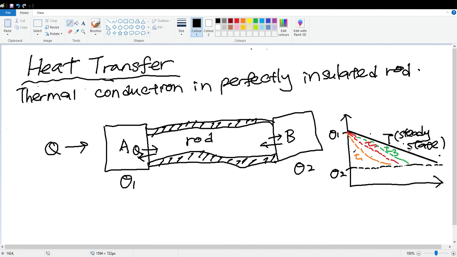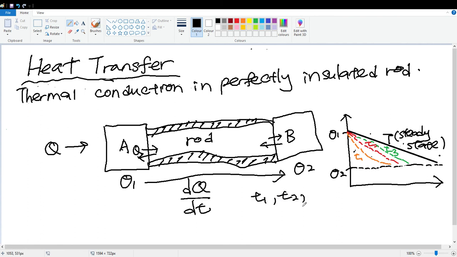So at steady state, when these three objects achieve the steady state, I can say that the rate of heat flow is the same at every point, from point A to the rod and rod to point B. And at the initial states, for T1, T2, T3, since the difference in temperature at every point is not the same, let's say this is my theta 1 at point A and this is theta prime.